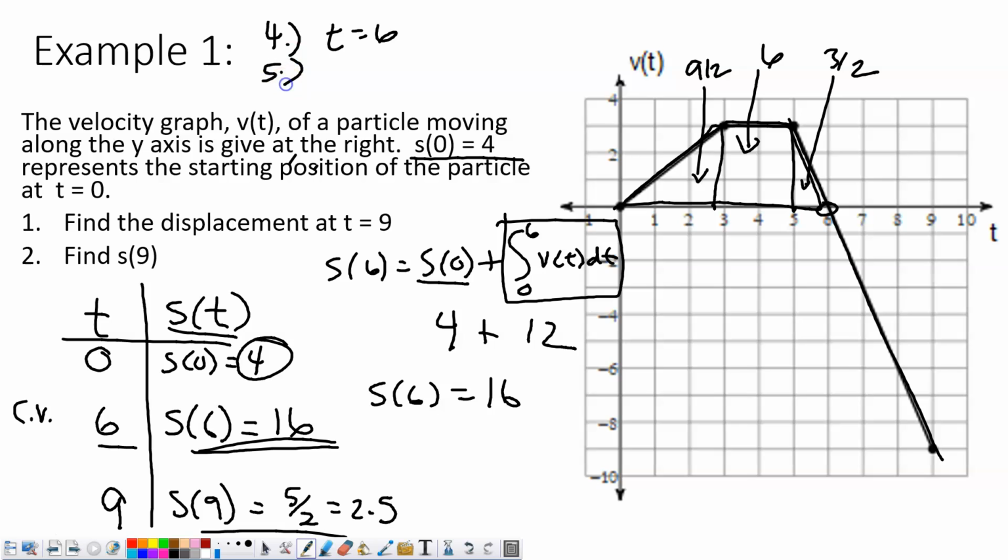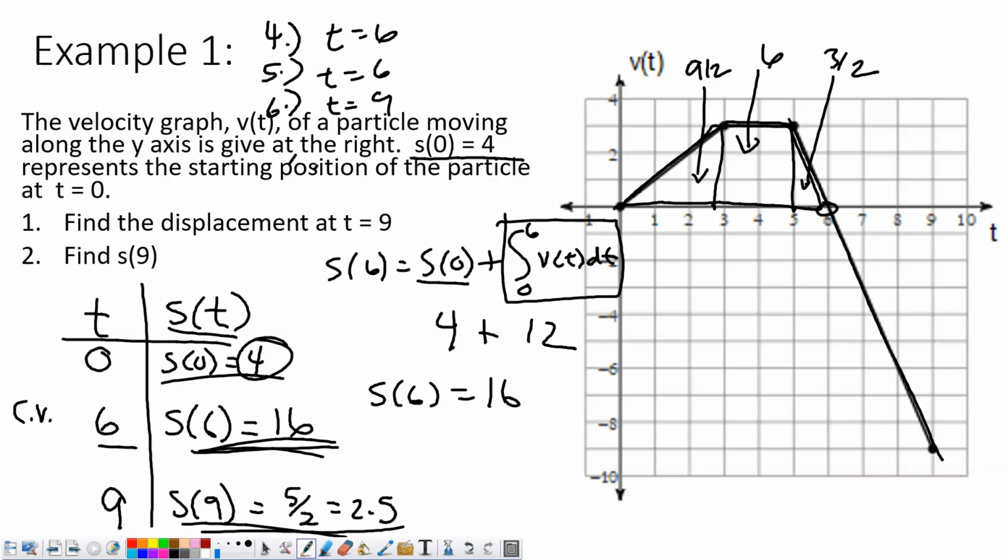Number 5, what does that one ask us for? Which one of these positions is the highest point on the y-axis? It's at t equals 6 again. And number 6, which of these, when is it lowest? So which one of those is the answer? At t equals 9, because at that point it's 2.5.